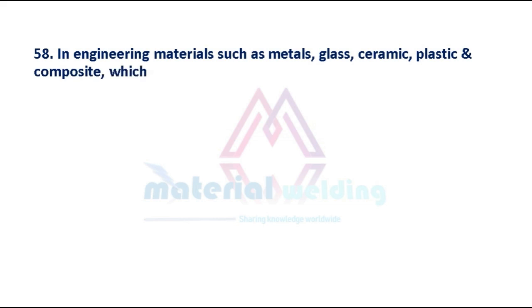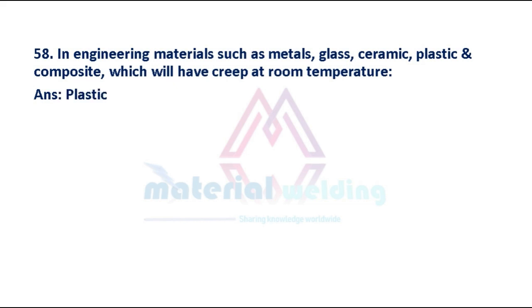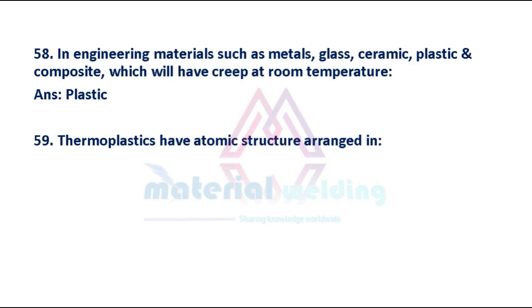Next, in engineering materials such as metals, glass, ceramic, plastic, and composite, which will have creep at room temperature? Answer is plastic. Thermoplastics have atomic structure arranged in semi-crystalline and amorphous form, while metals have a crystalline structure. Other amorphous materials are wood, fiber, and glass.